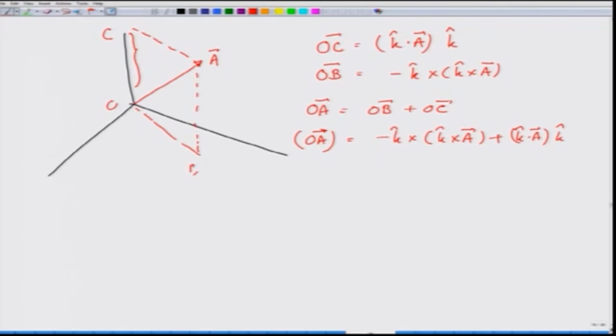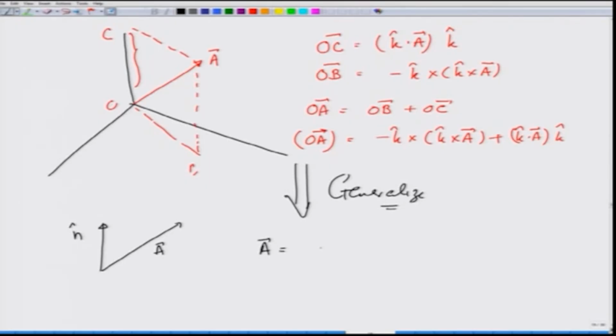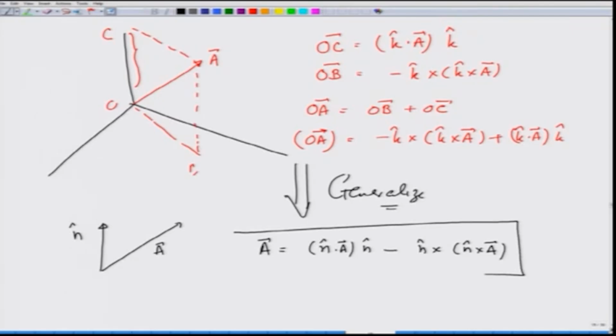A generalization of this problem, I can now generalize this. If I have a vector A and a unit vector n, then the vector A is equal to n dot A n, that is, if I take the projection of A in the direction of n multiplied by n, minus n cross A. I will leave this for you to prove.